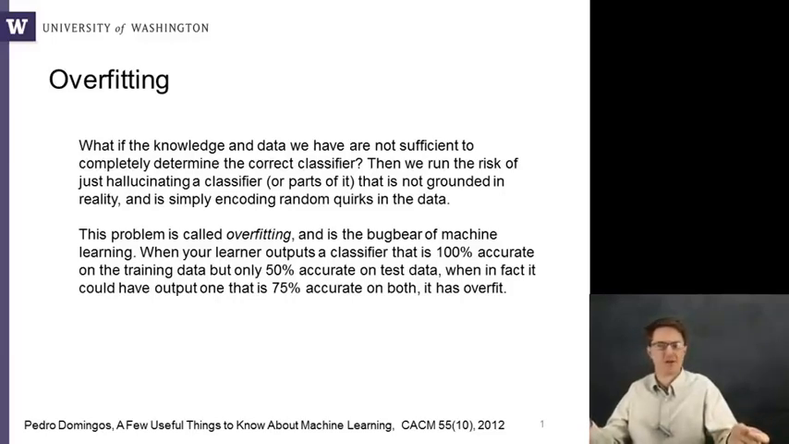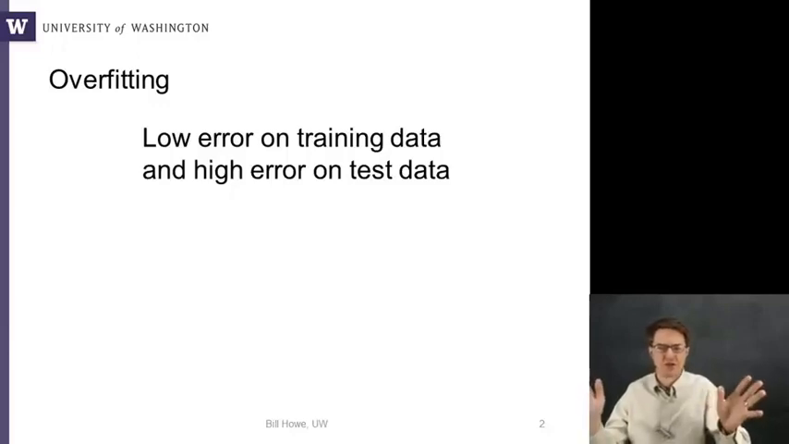And so the problem here is overfitting. And he says it's the bugbear of machine learning. A lot of machine learning problems really reduce to how do we avoid overfitting, right? Because you can always train a model on a particular data set, but how do you avoid specializing it to this data set and make sure it has some predictive power in the real world? Okay, and so the case to look out for here is when your learner outputs a classifier that is 100% accurate on the training data but only 50% accurate on test data, when in fact it could have output one that is 75% accurate on both, it has overfit. Okay, and so I want to call out that this is really the definition to think of when you think about overfitting.